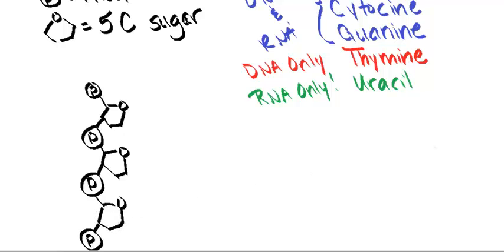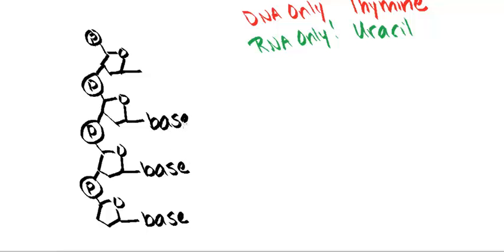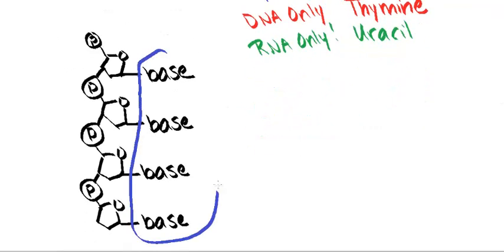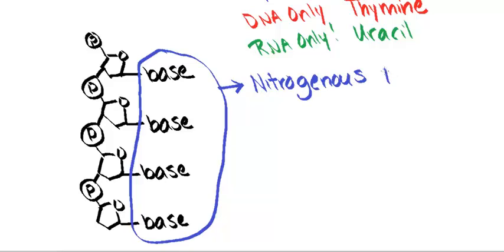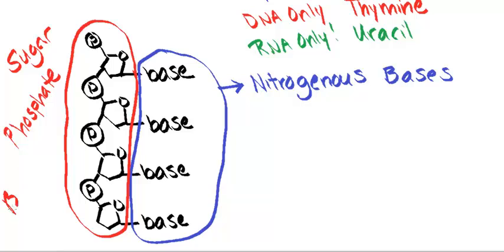And I'm going to draw a very short backbone here. This will be much longer than an actual piece of DNA or RNA. Off of each sugar you have a base. These are your nitrogenous bases that I mentioned before. So here are all of your nitrogenous bases. These will vary. They are represented by an A, T, C, U, or G. And this is your sugar phosphate backbone. And this is the basic structure of both DNA and RNA.